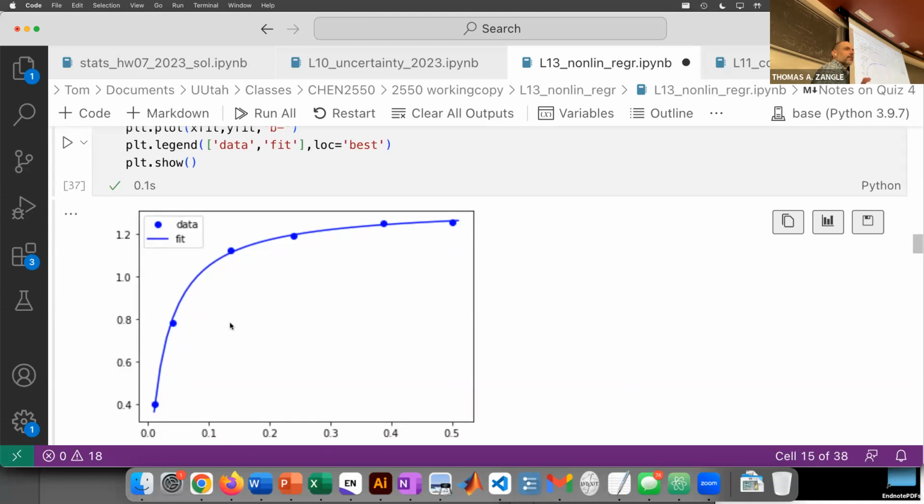Somebody who does experimental work, if you ever get a fit like this, it's fantastic. This almost never happens. But here we have, in fact, a very, very good fit between the model and the data.